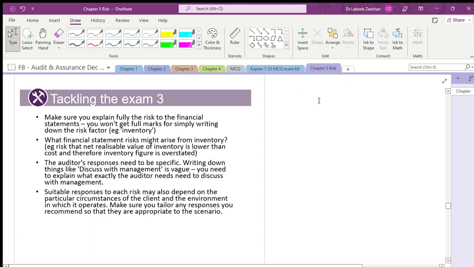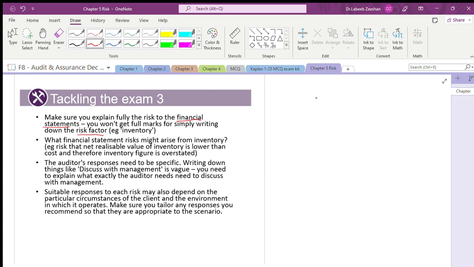Fine? Yes. You understand this, you will understand the basic thing. Make sure that you will explain fully the risk of the statements. Basically, when you are talking about the audit risk, you have to focus only on financial statements. You won't get full marks for simply writing down the risk factor. This is one of the reasons we think that we have written the answer, but we have not written the answer in the right way.